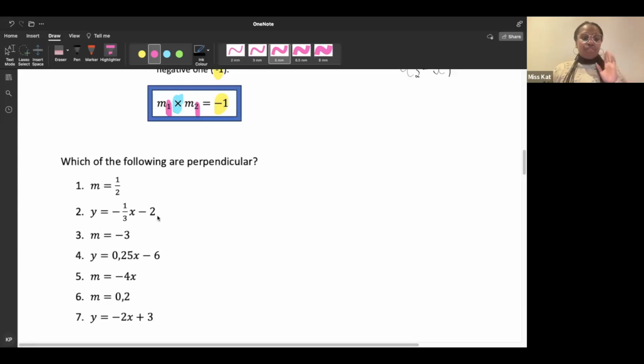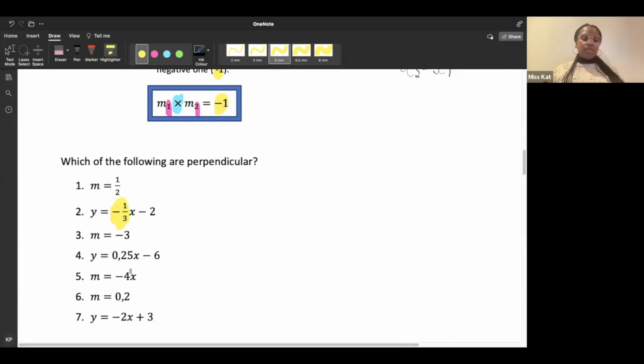What is the gradient for number 2? Before we even answer the perpendicular stuff, what is the gradient for number 2? Yes, Kwezi? It's -1/3. Thank you very much. No, not without the x. Okay, so it's just -1/3. Number 3, they've told us that it's -3.